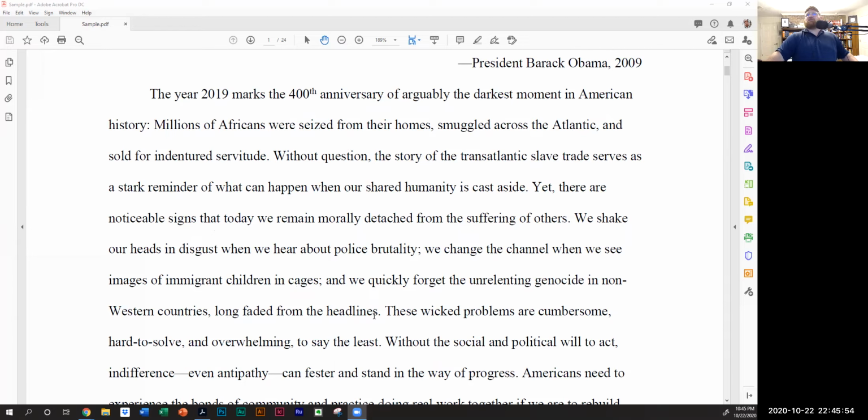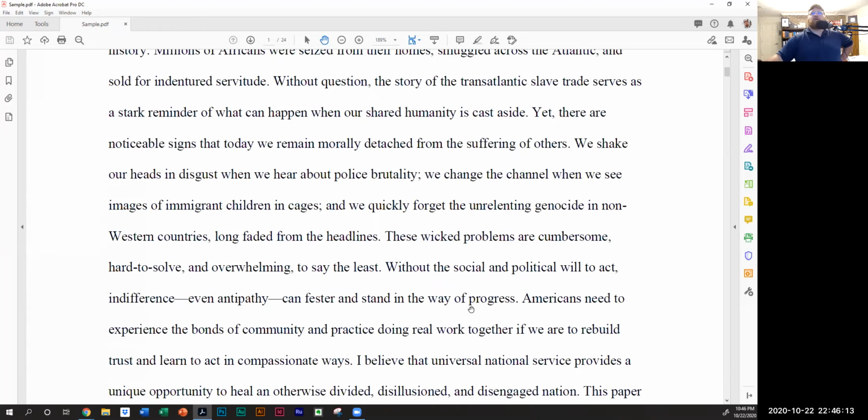Now, let me stop there just for a second. This is about four sentences. One, and then two, then three, and then we get to four. And we're really getting to our issue, that people are turning their heads. They're becoming disengaged from big moral problems. These wicked problems, which is a technical term, but you don't need to know that yet, are cumbersome, hard to solve, and overwhelming, to say the least. That's the definition of a wicked problem. These are really difficult, entrenched problems that seem difficult to overcome.